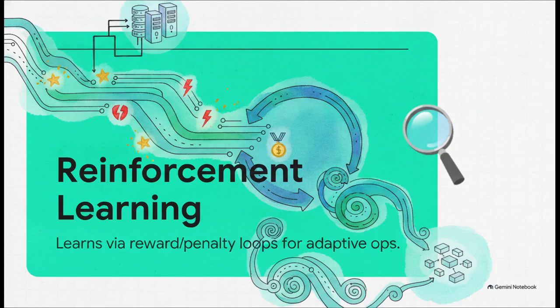The third type is reinforcement learning. And honestly, this one is genuinely fascinating. It learns through a continuous loop of rewards and penalties. In the context of IT infrastructure, this connects directly to adaptive resource allocation and powers dynamic, self-healing systems through sheer trial and error.